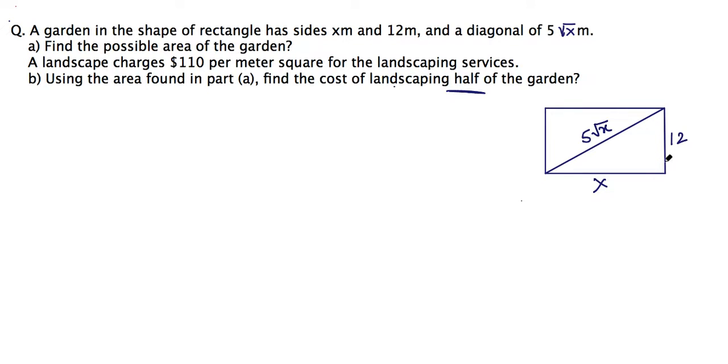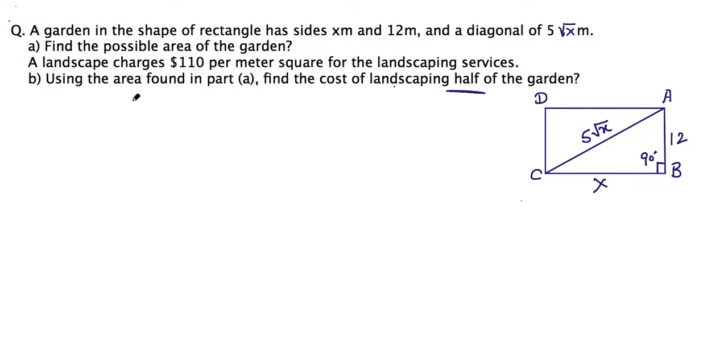We know that the sides of any rectangle are always at 90 degrees, so this angle is 90 degrees. Let's label it: this is A, B, C and D. We know that ABC is a right angle triangle, so we can apply Pythagoras theorem to this, because we have all the sides given: x, 12 and 5 root x.